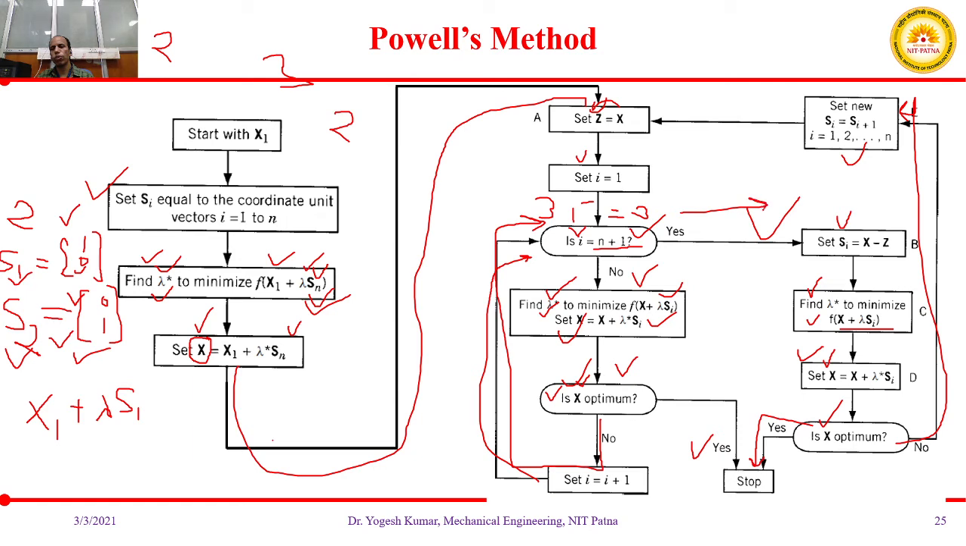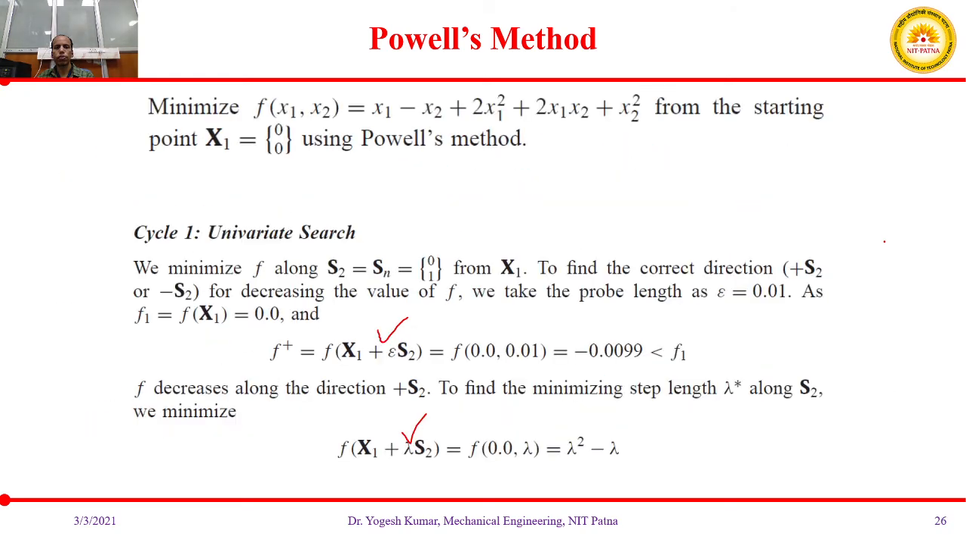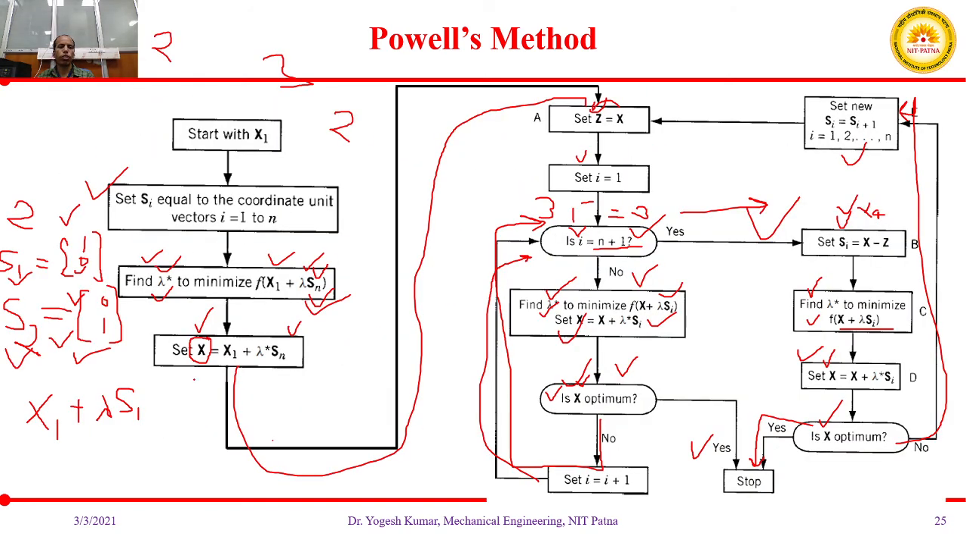So here you need to set the new search direction, that is Si equal to x minus z. The current value of your x is x4, and what was the value of z? Try to see from this loop. Let me erase all for clarity.